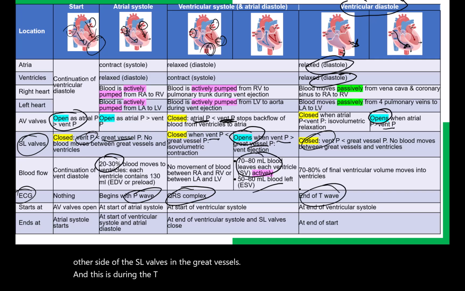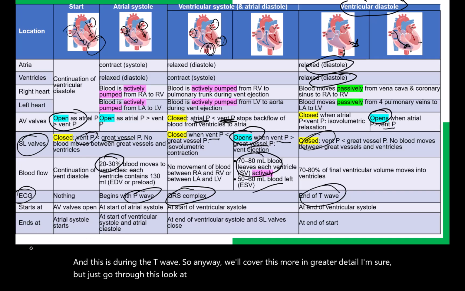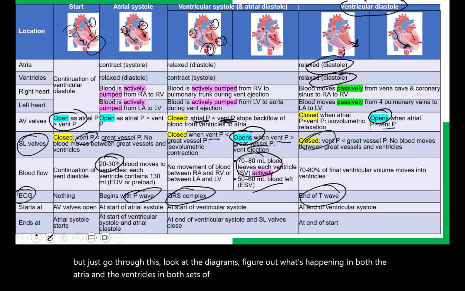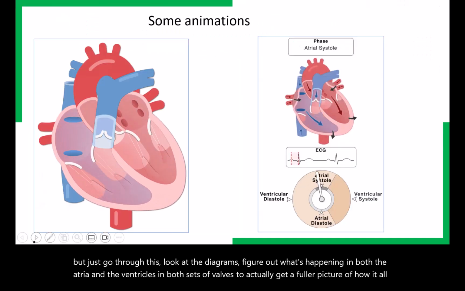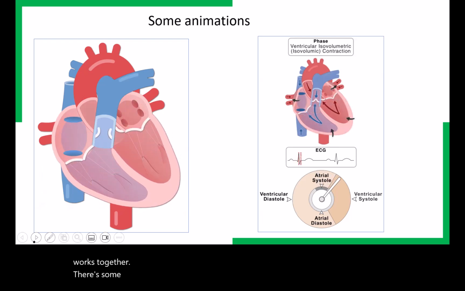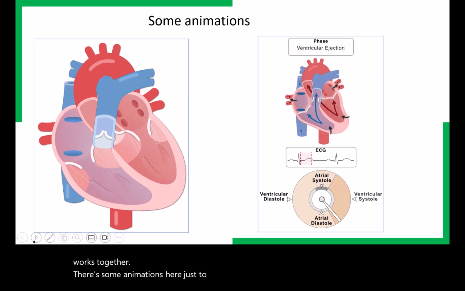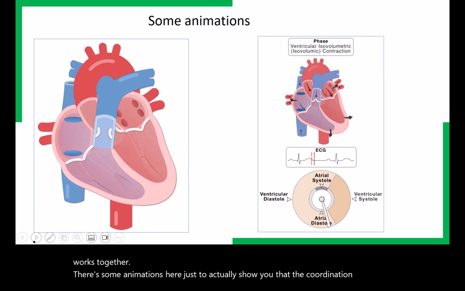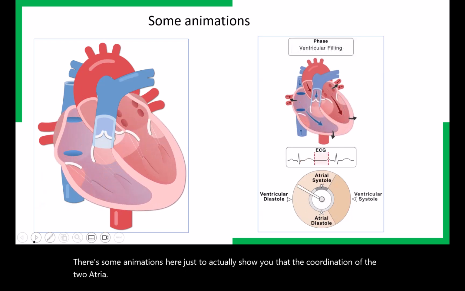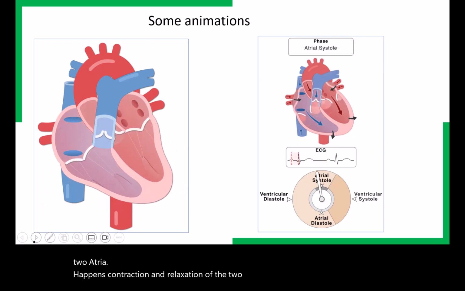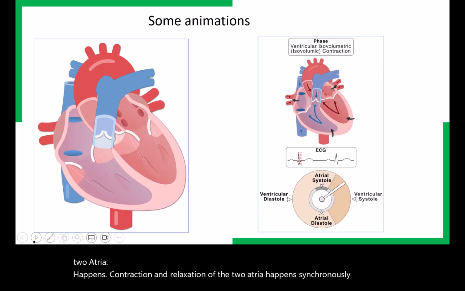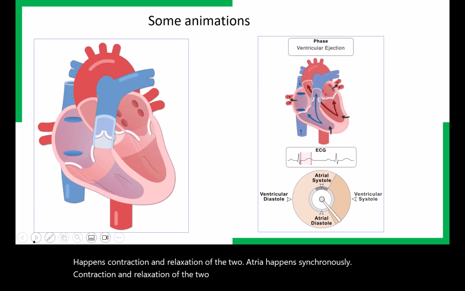So anyway, we'll cover this in greater detail, I'm sure. But just go through this, look at the diagrams, and figure out what's happening in both the atria and the ventricles, and in both sets of valves, to get a fuller picture of how it all works together. There are some animations here just to show you that contraction and relaxation of the two atria happens synchronously. Contraction and relaxation of the two ventricles happens synchronously as well.